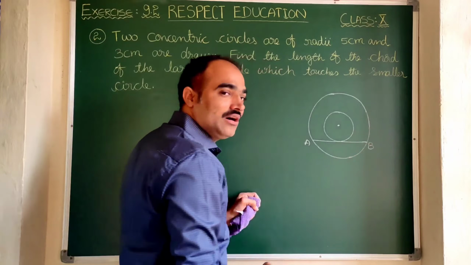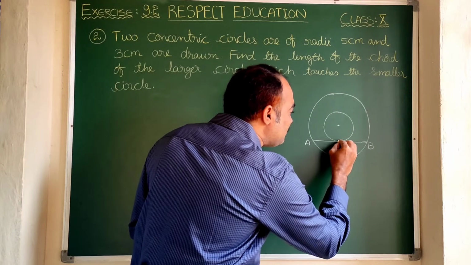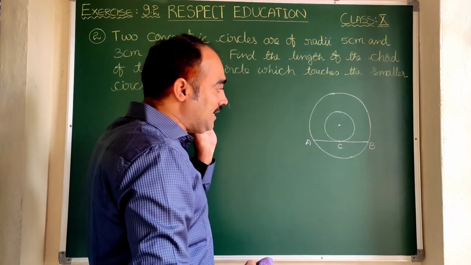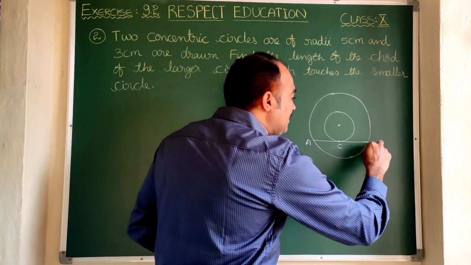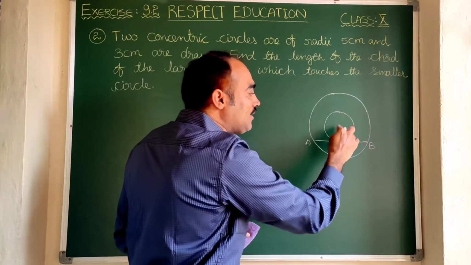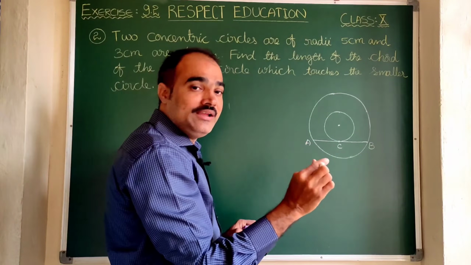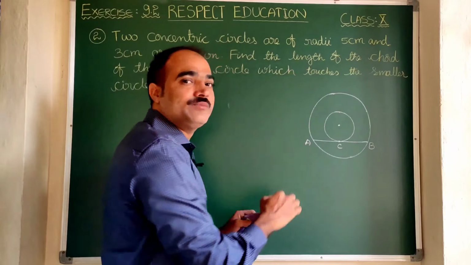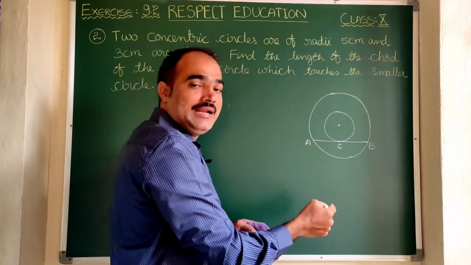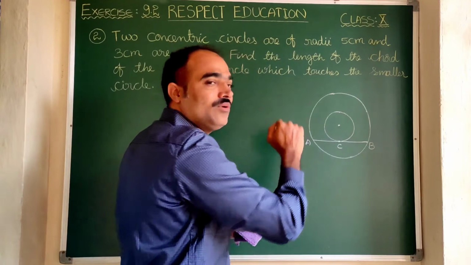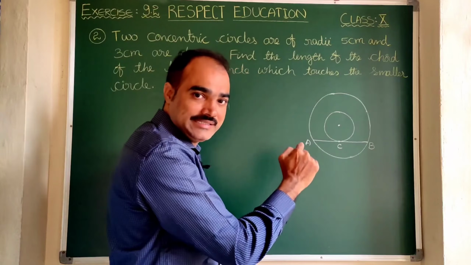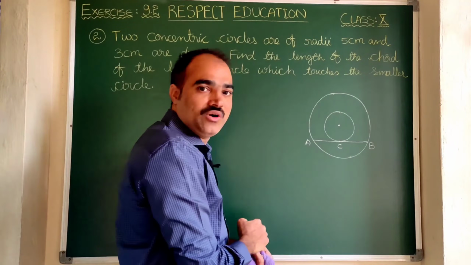AB is a chord of the larger circle where it touches the smaller circle at a point, that is, I am taking it as C. If you understand carefully, AB is the chord for the larger circle and AB intersects the smaller circle at only one point. That is why we can say AB is the tangent for the smaller circle. Is it clear? AB is the chord for the larger circle and the same AB is tangent for the smaller circle, because here it touches the smaller circle at only one point, that is C. So it can be called the point of contact now.